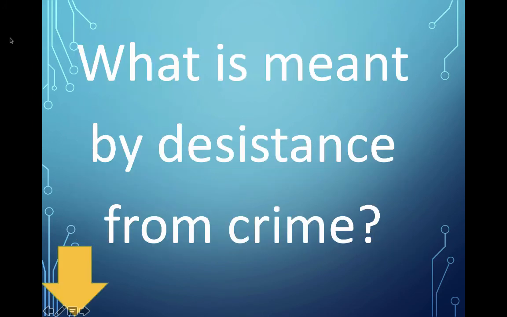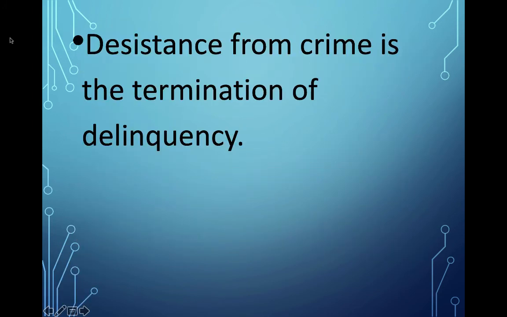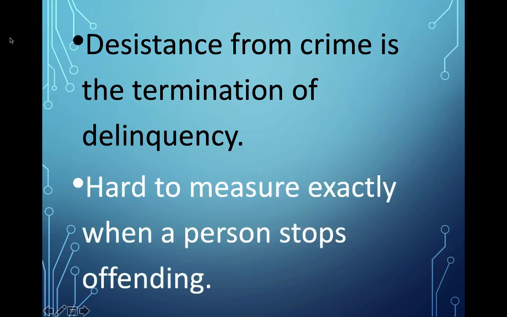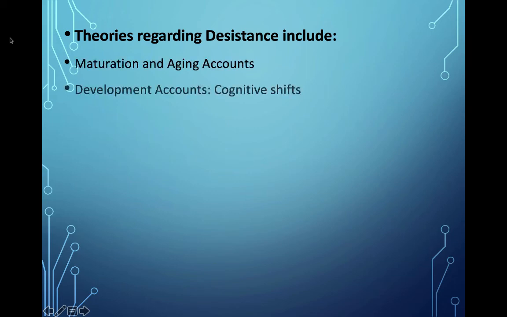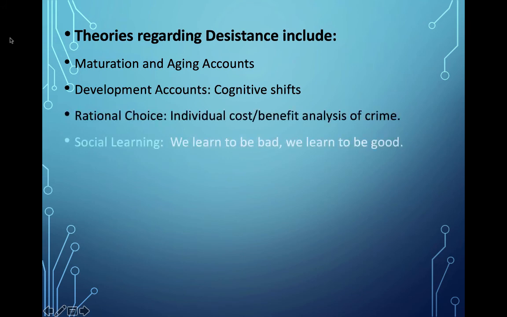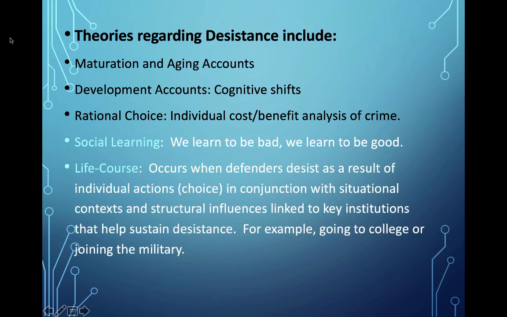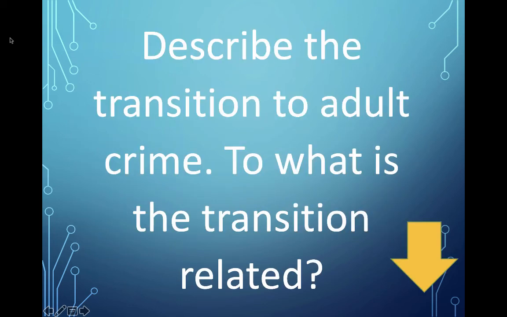What is meant by desistance from crime? Desistance from crime is the termination of delinquency. It's hard to measure exactly when a person stops offending. Theories regarding desistance include maturing and aging, development, cognitive shifts, rational choice, social learning, we learn to be bad, we learn to be good, and life course, which occurs when an individual chooses to stop.